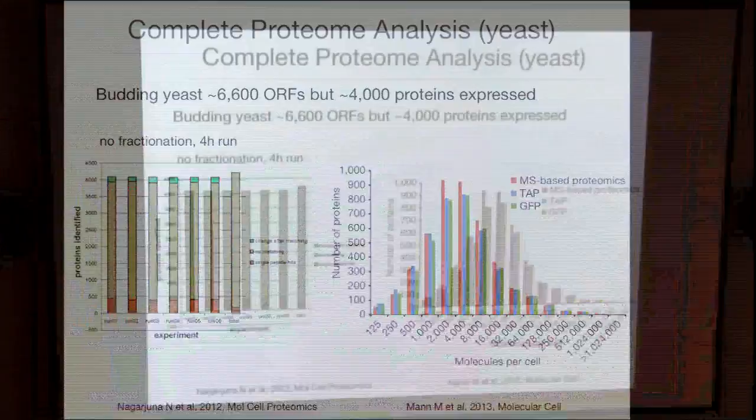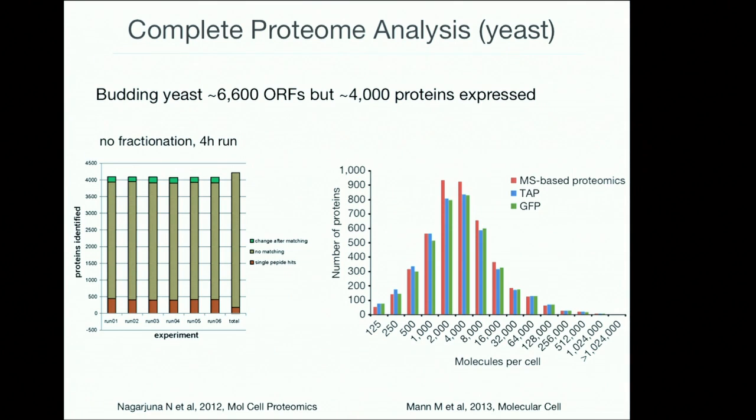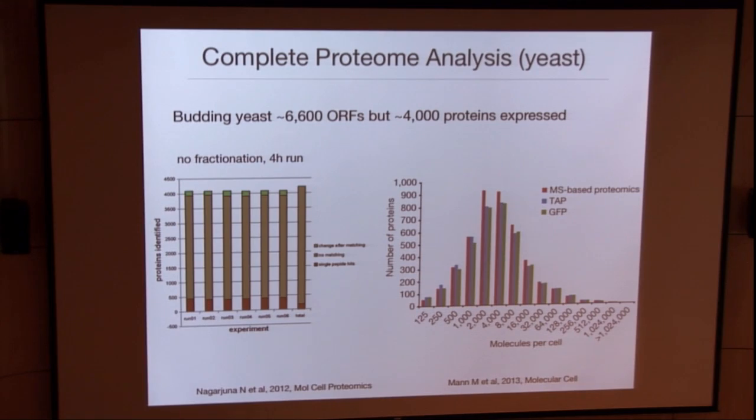Comparing this with other methods like TAP tagging and GFP tagging, they can see that mass spec in a 4-hour run actually covers much of the same space, if not even more, across 4 orders of magnitude from the lowest expressed molecules to the highest. Basically, not all open reading frames give rise to expressed proteins. So they're reaching the limit of what can be measured of the entire proteome.